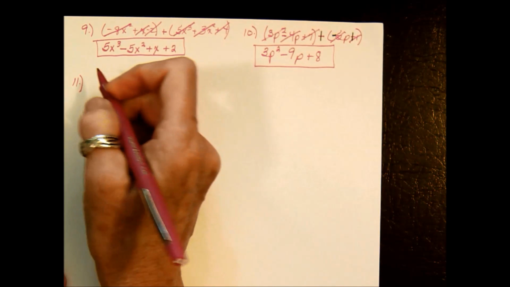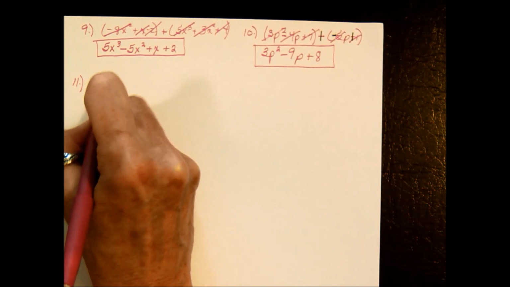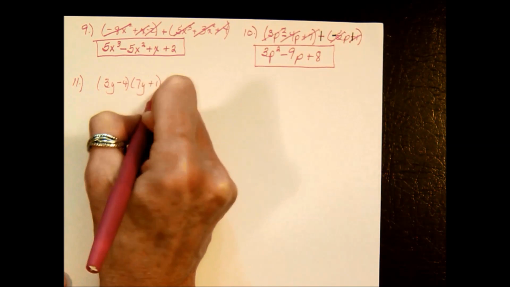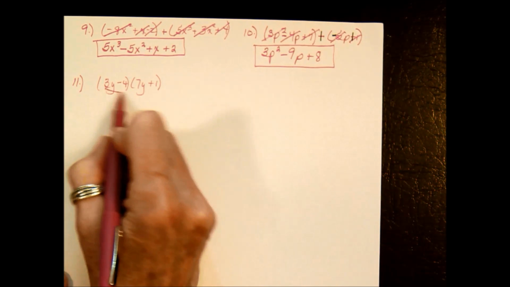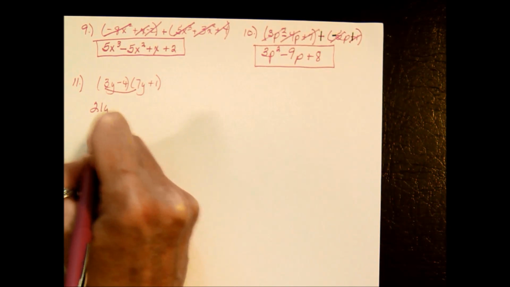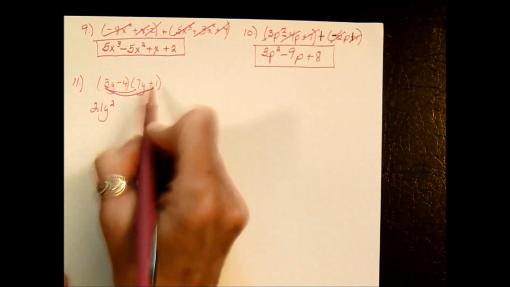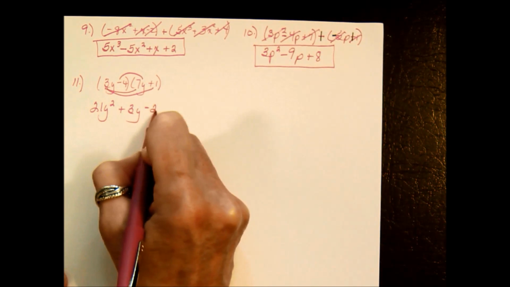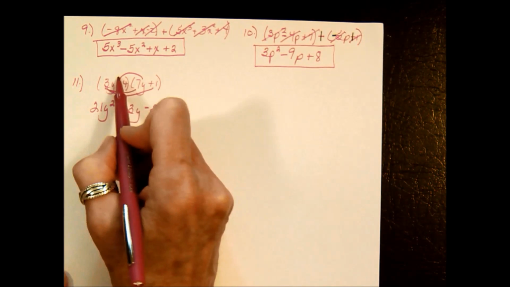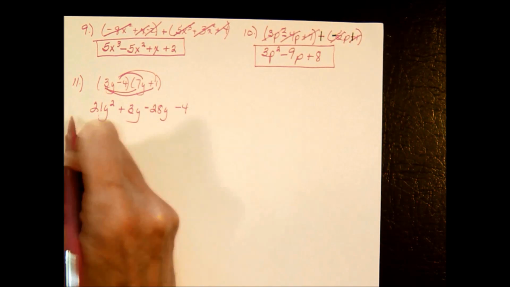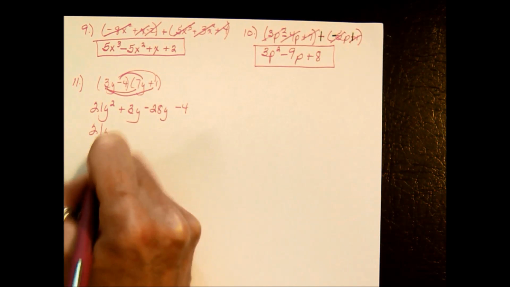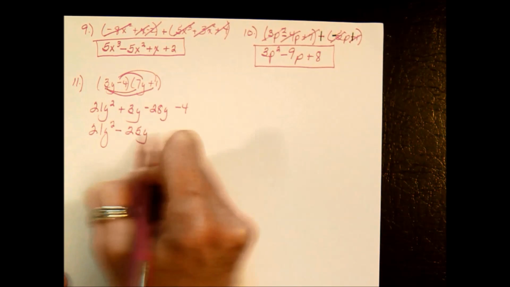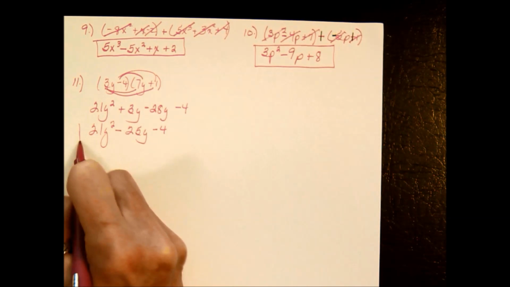Number 11, we have a FOIL. So we have 3y minus 4 times 7y plus 1. Straight FOIL. So first, 21y squared, outside 3y, inside negative 28y, and last, negative 4. Combine like terms: 21y squared minus 25y minus 4, and you have it.